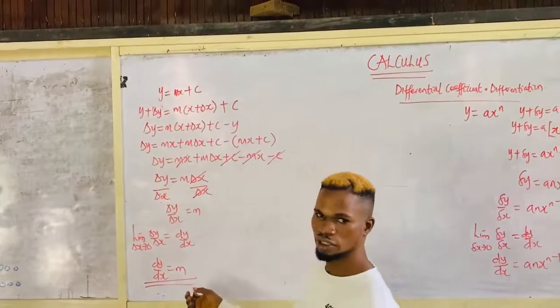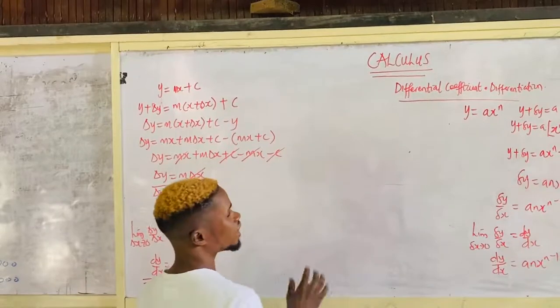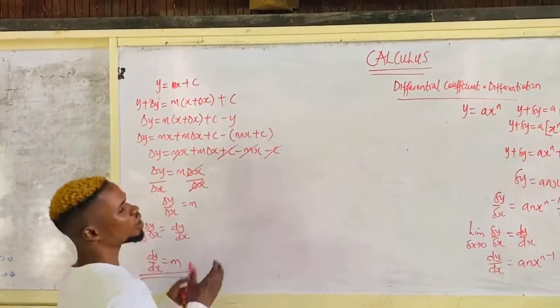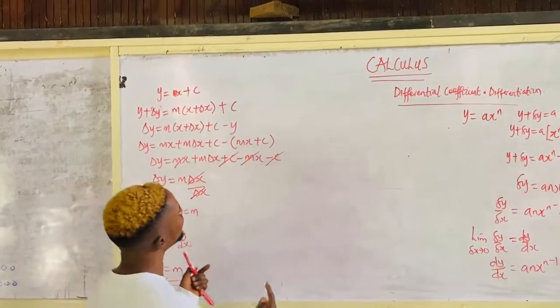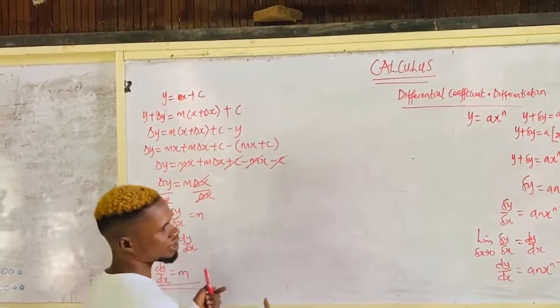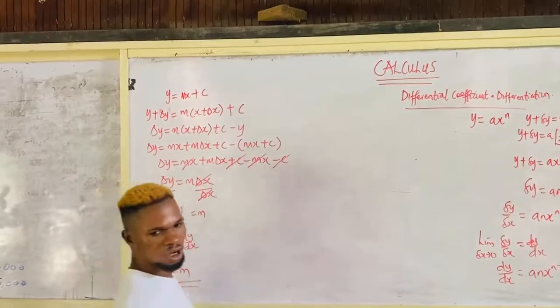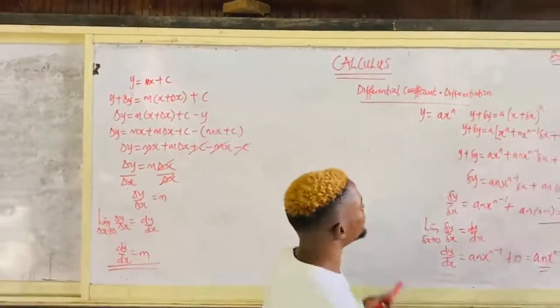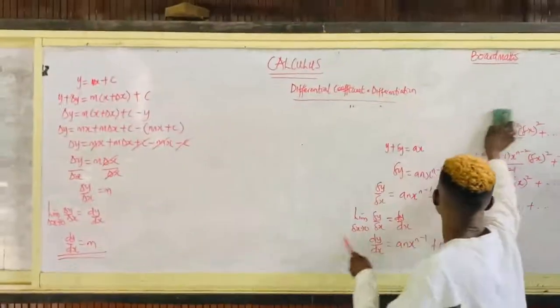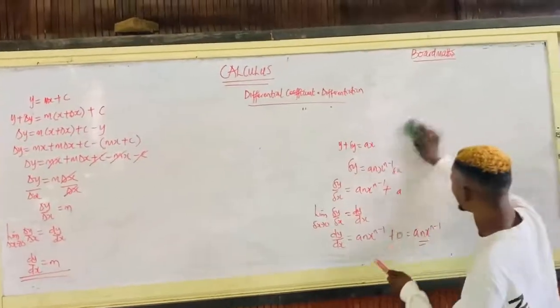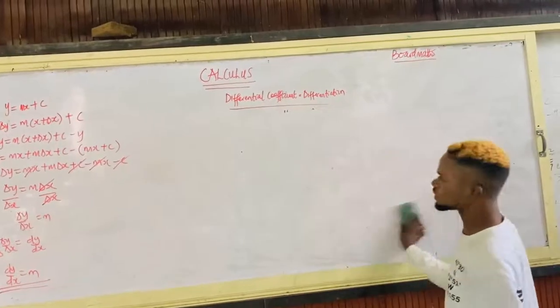So now we see that using first principle, the derivative coefficient of a constant is equal to what? It is 0. That's because we cannot find the derivative coefficient of a constant. We can only find the derivative coefficient of a variable. So the derivative coefficient of a constant is always what? Always 0.